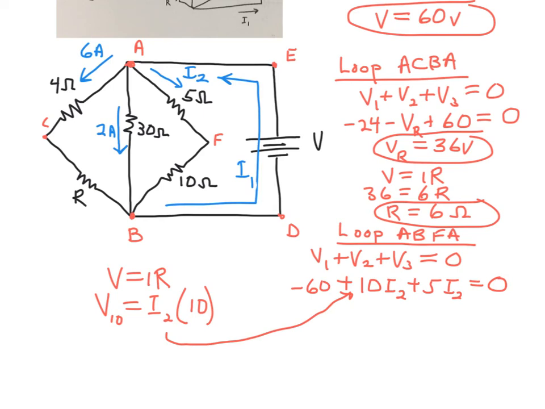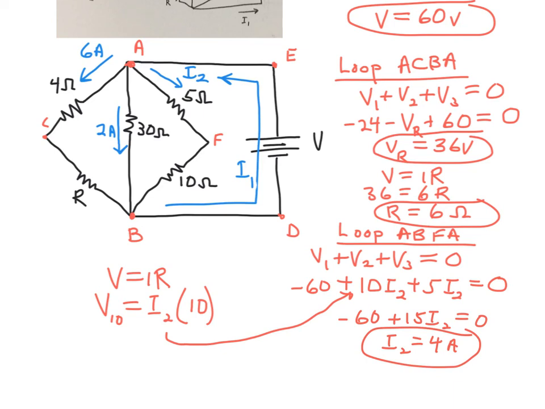So you solve that, you end up with negative 60 plus 15 I sub 2 equals 0. Solve for I sub 2. I sub 2 comes out to be 4 amps. All right, that's part of what we need to solve in this problem, I sub 2 is 4 amps. Now we're almost done because it's real simple at this point, if you see how the pieces are fitting together.